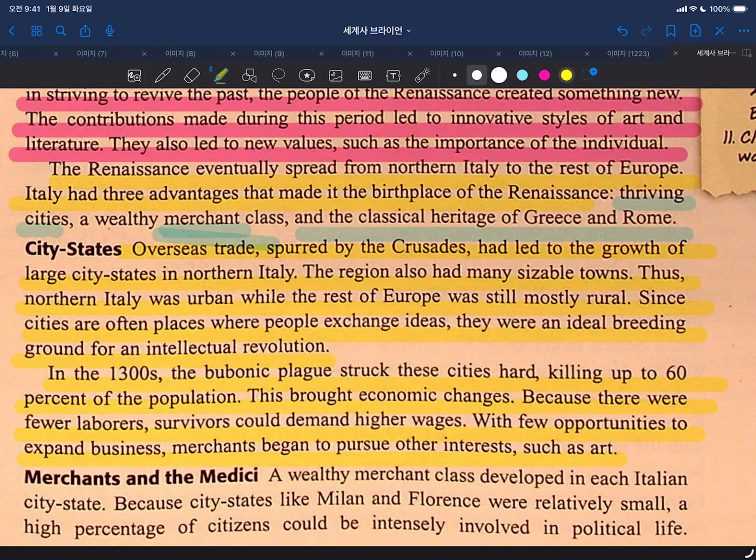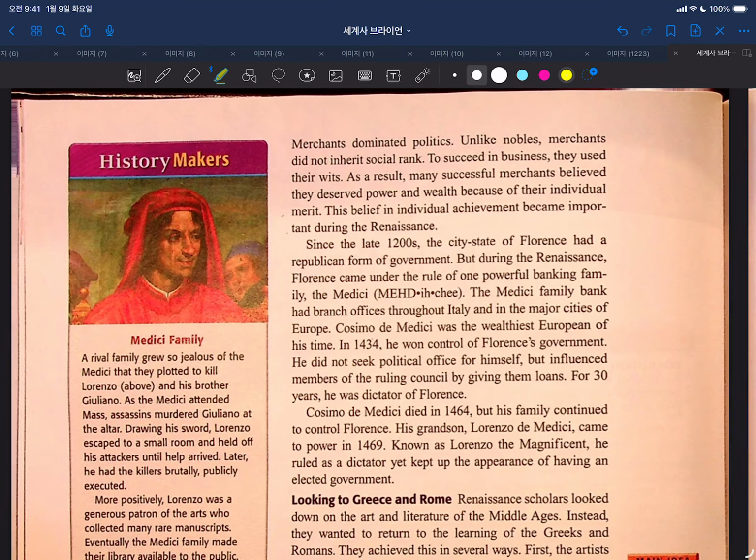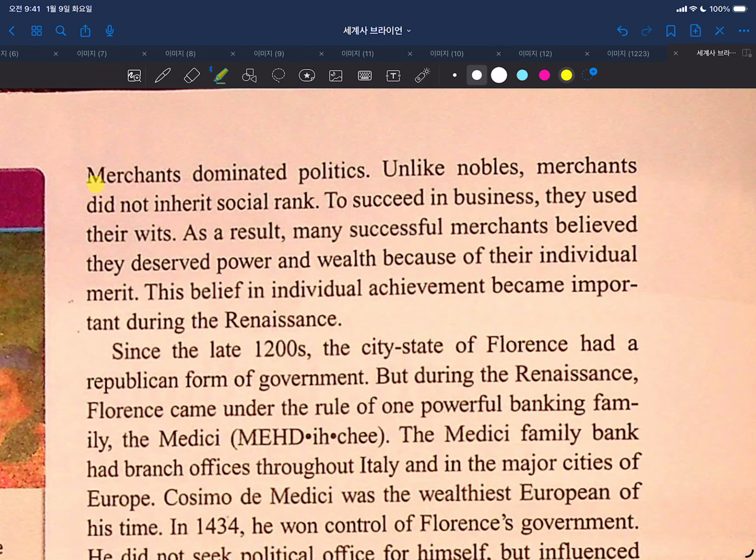Merchants and the Medici. A wealthy merchant class developed in each Italian city-state. Because city-states like Milan and Florence were relatively small, a high percentage of citizens could be intensely involved in political life. Merchants dominated politics. Unlike nobles, merchants did not inherit social ranks. To succeed in business, they used their wits. As a result, many successful merchants believed they deserved power and wealth because of their individual merit. This belief in individual achievement became important during the Renaissance.